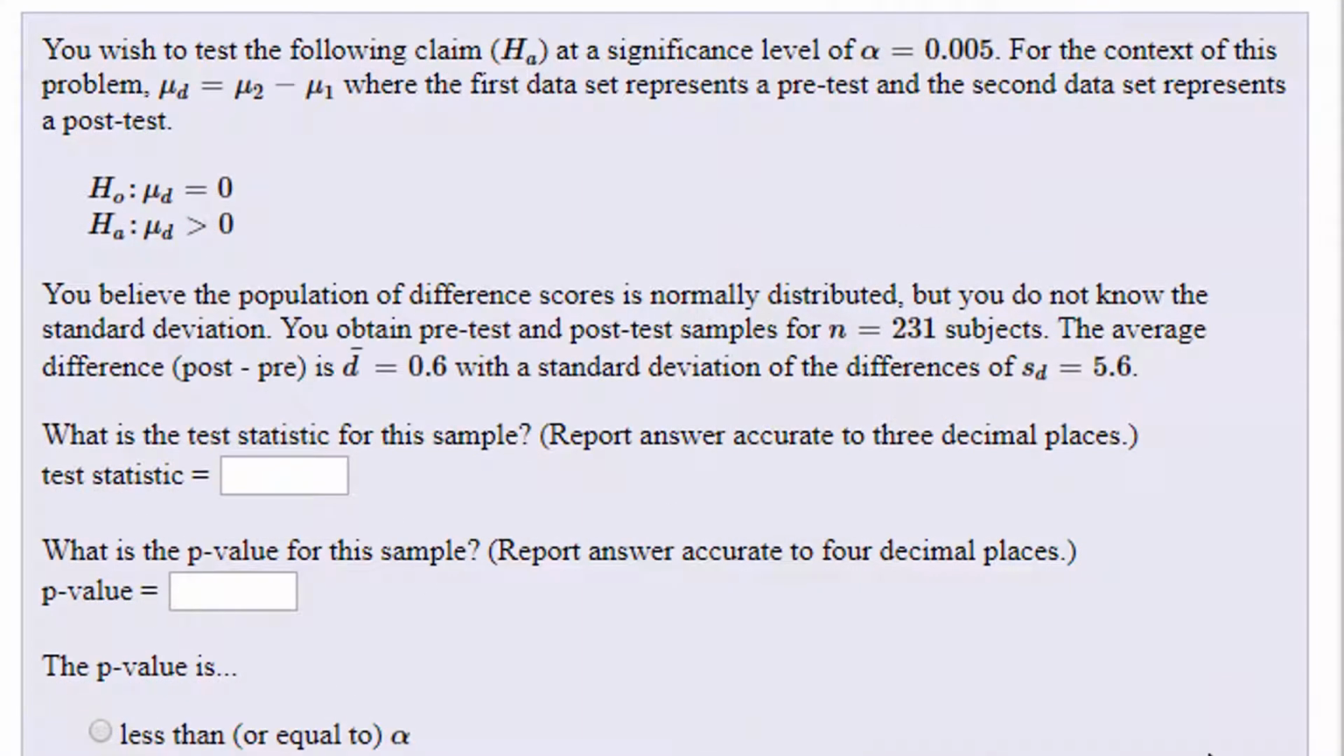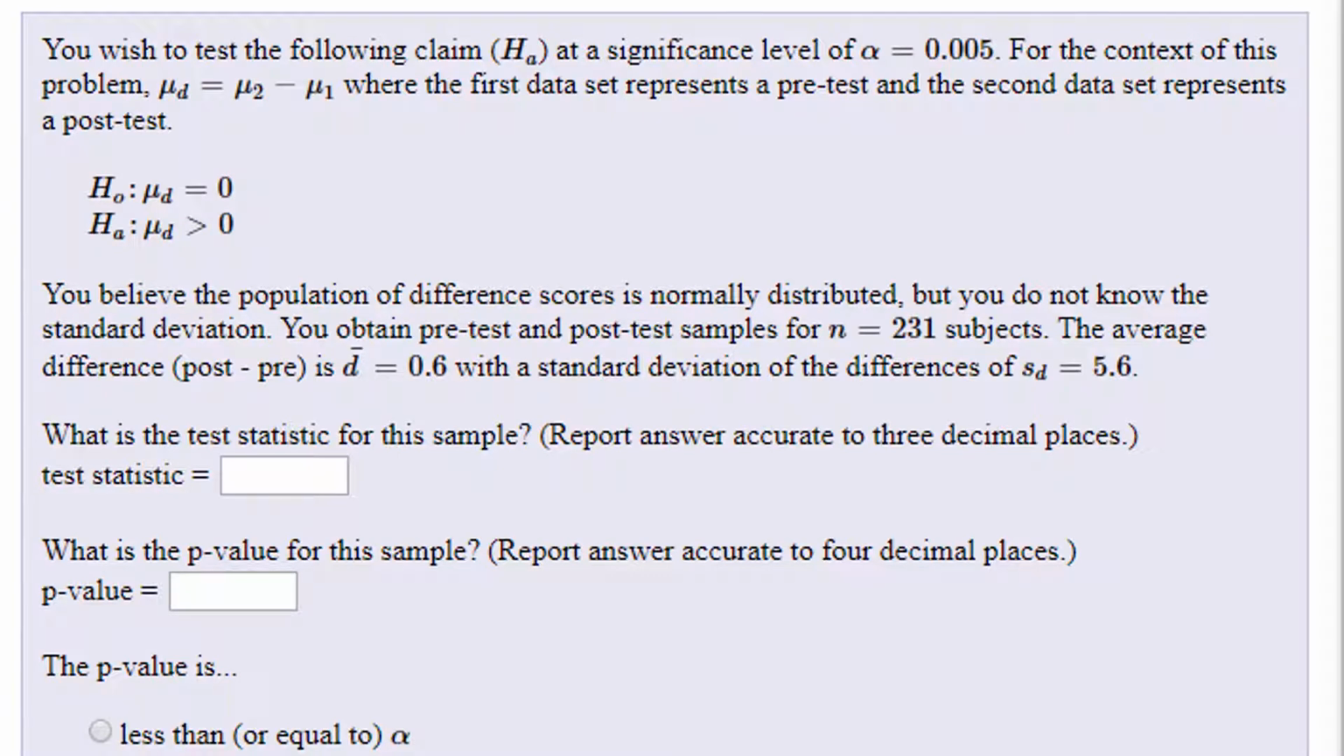Here's one where we're doing matched paired data, a paired t-test, it's called. Now, it says you wish to test the following claim at a significance level of 0.005, which is a very, very strict, very cautious significance level to use, where you want to be very sure that you're not rejecting the null hypothesis when it is actually true. You want to be protecting yourself from making a type 1 error.